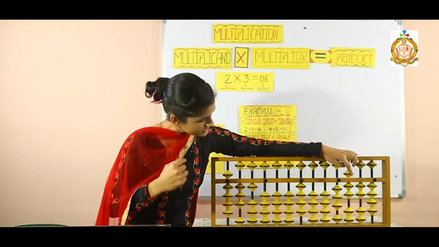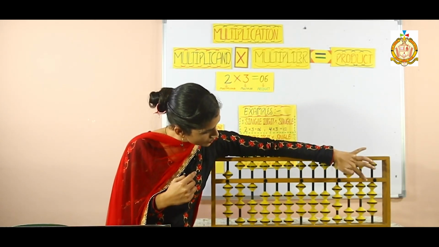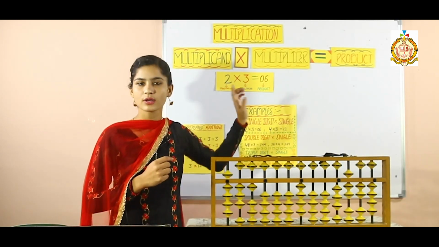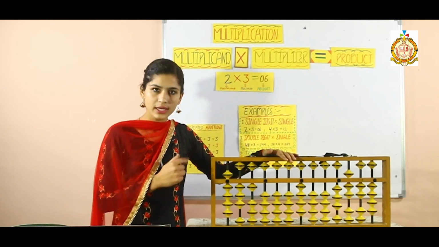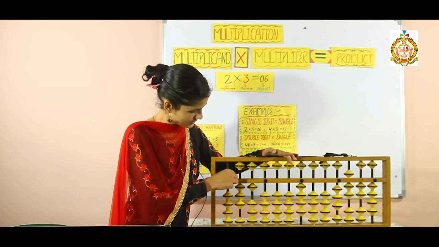Now, what is the answer? 3, 6, 7, 2, 4. That is already written on the flash card. Like that you have to do the multiplication. Next, only one single sum is left.